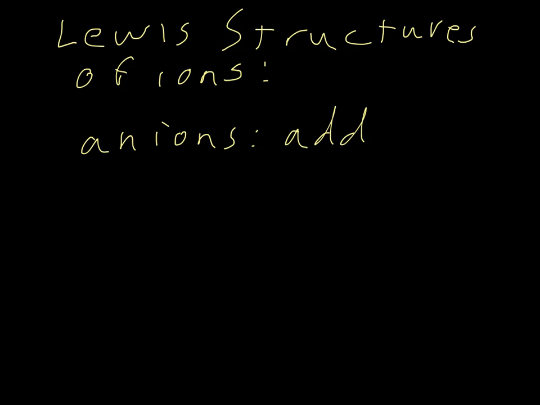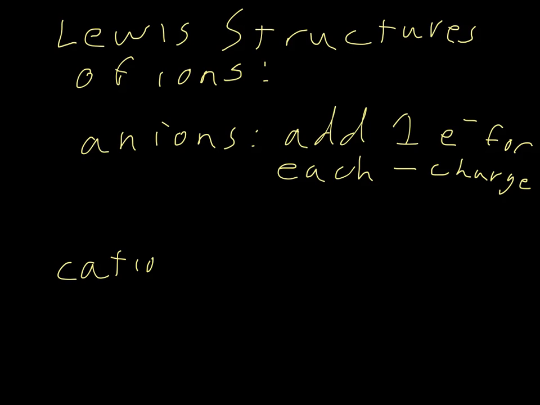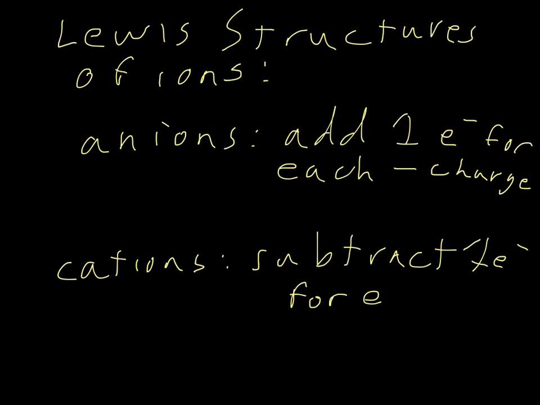If you have an anion, add one electron for each negative charge to your building fund. For cations, subtract one electron for each positive charge from your building fund. Let's look at a cation real quickly.